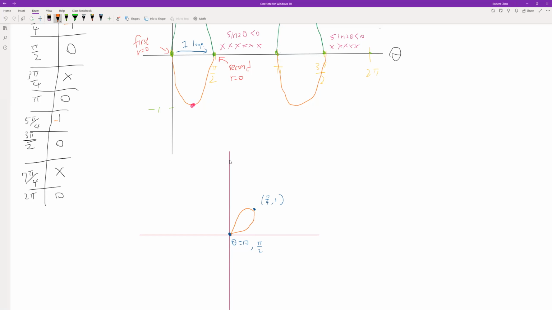That's not a really good one. Let me try again. Okay, that's not a good one either. But you get the idea. Going from 0 to pi over 2, it's going to loop back to the pole. Okay, one last try.